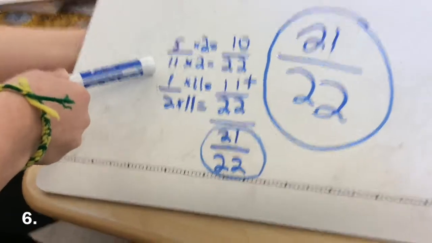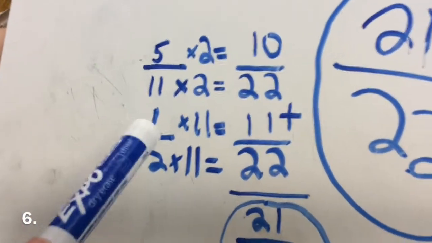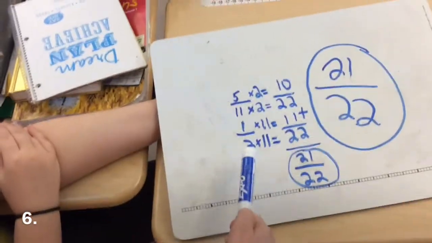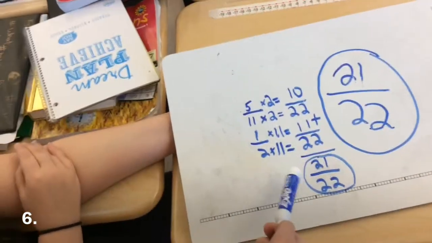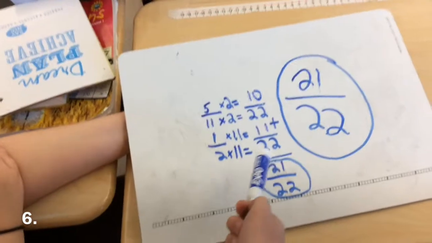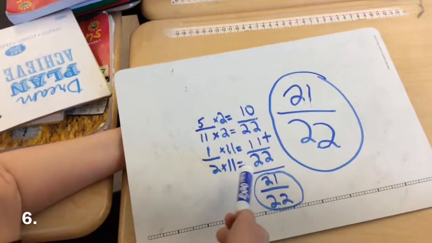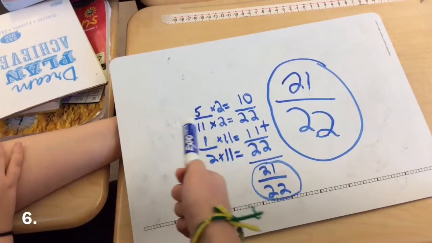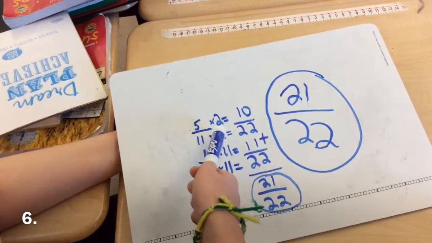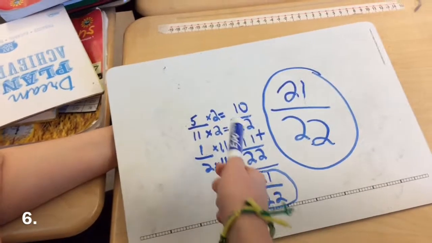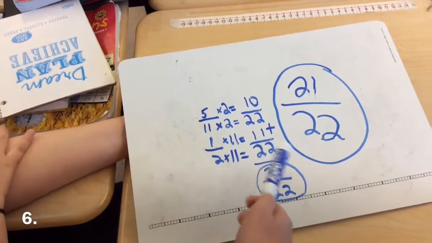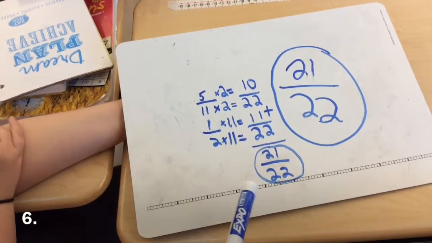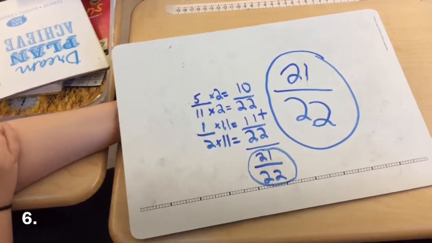Yeah, 5/11 and 1/2. And then we take 11 and times it by 2, which is 22. And then we have 1/2, which is we times 2 first, which is times 11, and then it equals 22. And then we times 1 by 11, which equals 11. And then we take 5 times 2, which equals 10. And then we plus 10/22, and then we have 11 over 22, and then together it equals 21 over 22.